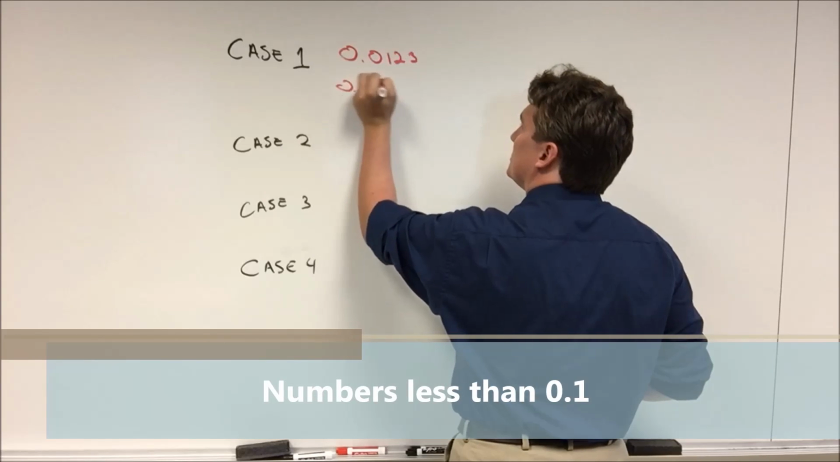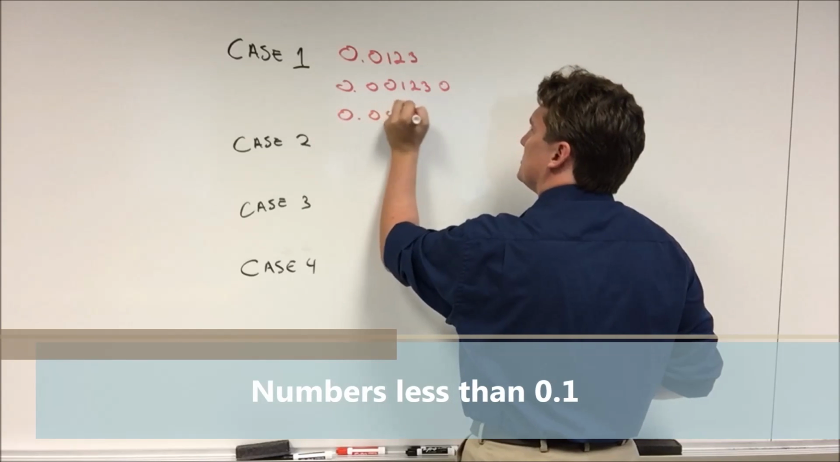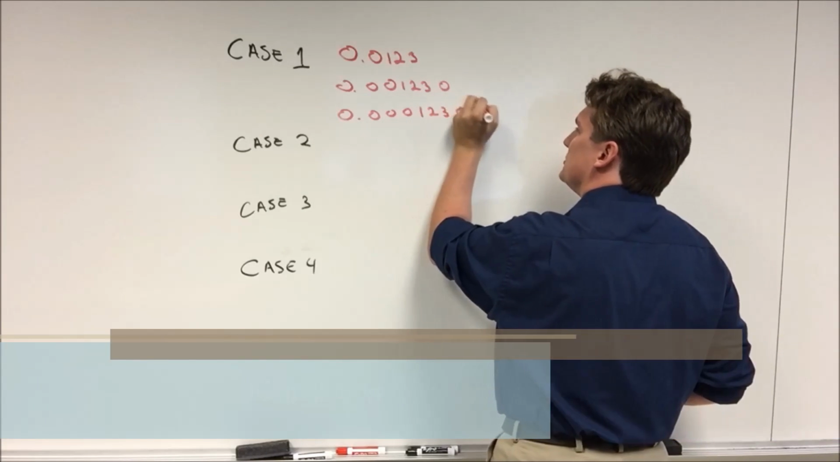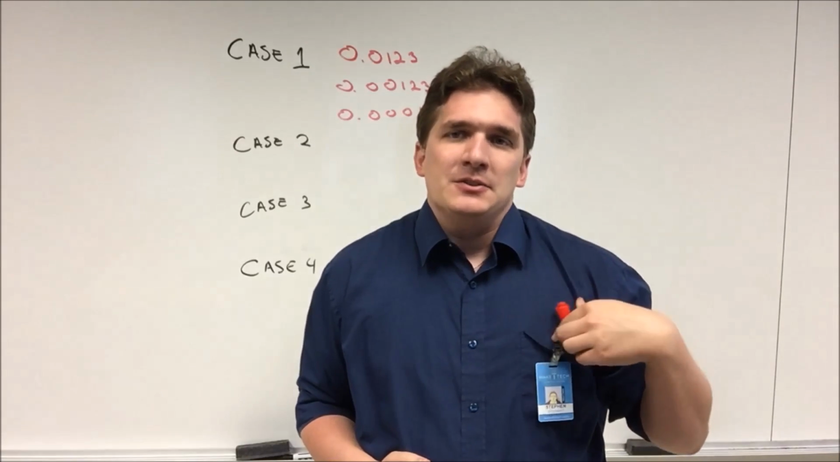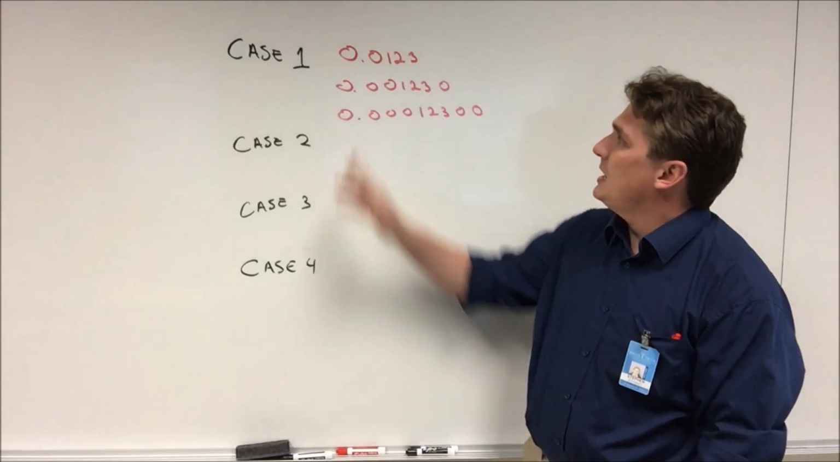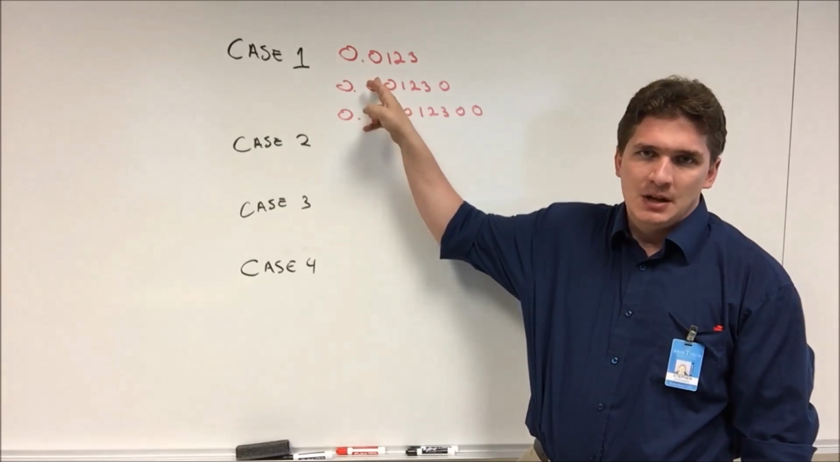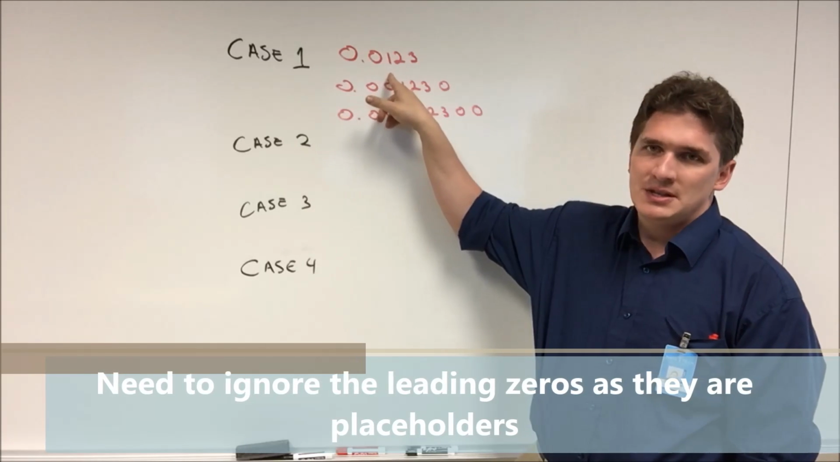0.0123 or 0.001230 or 0.00012300. When we want to figure out the number of significant figures, we have to eliminate basically everything that's considered a placeholder. So you see how we have this 0.0 here? Well, the 0 here is just a placeholder. All it's telling us is that the number starts here.